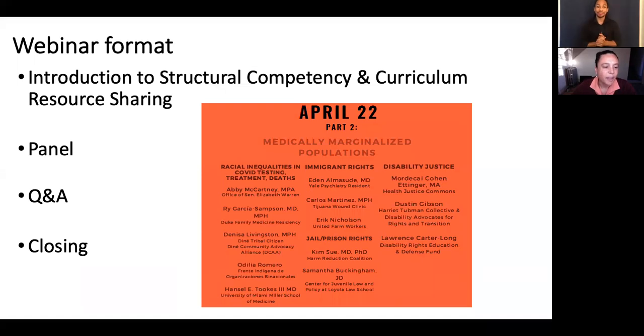And the webinar format for tonight is that webinar organizers will briefly describe resources available at structuralcompetency.org. Then panelists will give 5-minute updates about innovations and opportunities in policy and practice. We'll end with Q&A. If you have questions for panelists, please write them to us using the Q&A button on the bottom of your screen. Our moderator, Kelly Knight, will read them to panelists at the end. And now, Cara McGuinness.